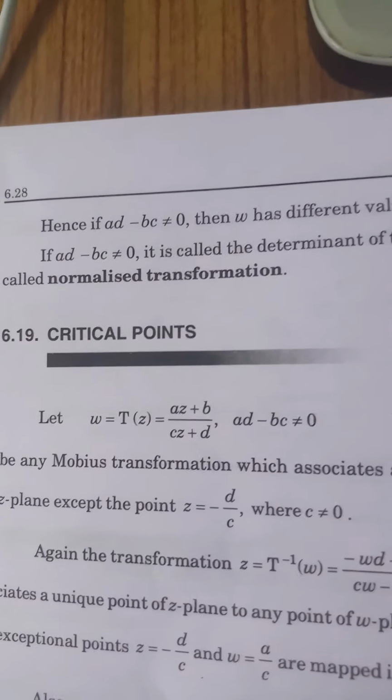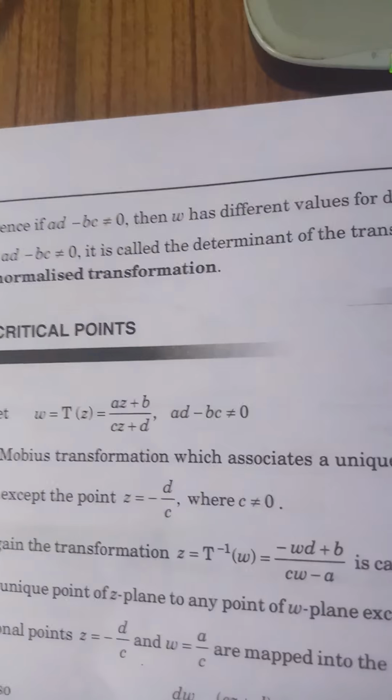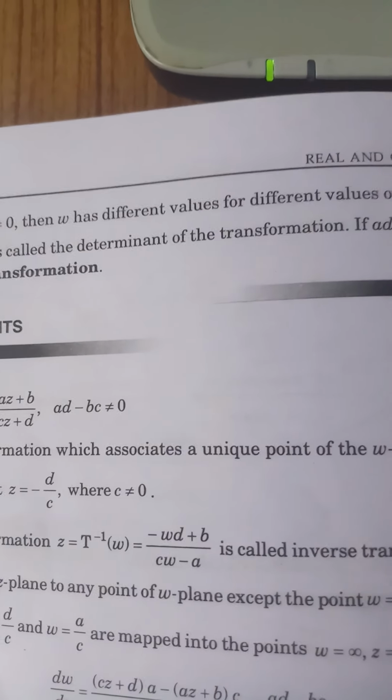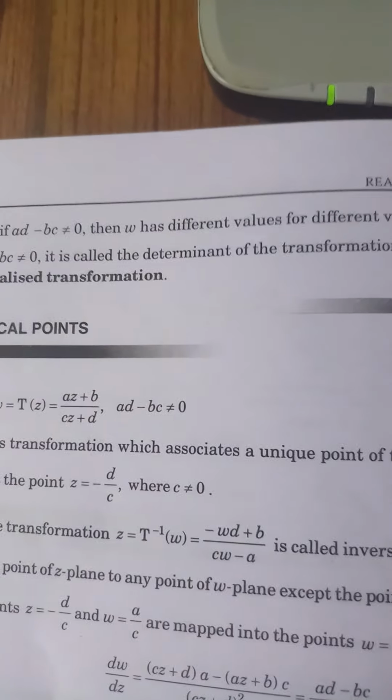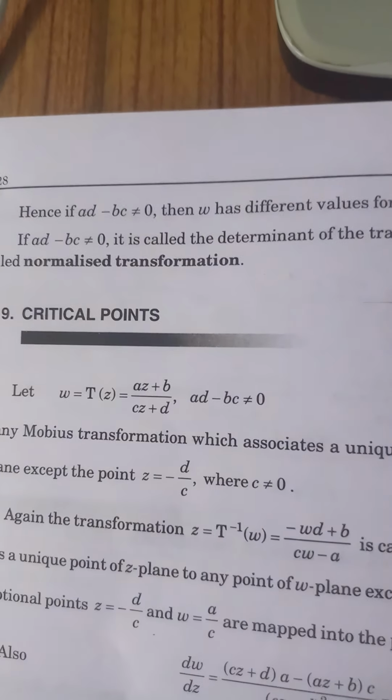Therefore w1 equal to w2 if ad minus bc equal to 0. This shows that either w is constant or meaningless, for the Mobius transformation. So, hence if ad minus bc is not equal to 0, then w has different values for different values of z. For different values of z, w will also have different values.